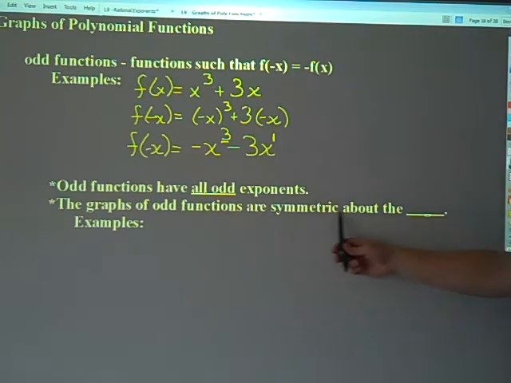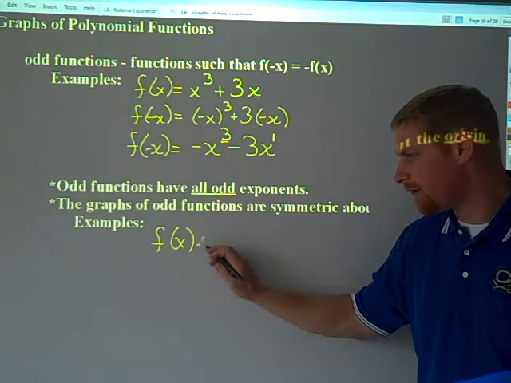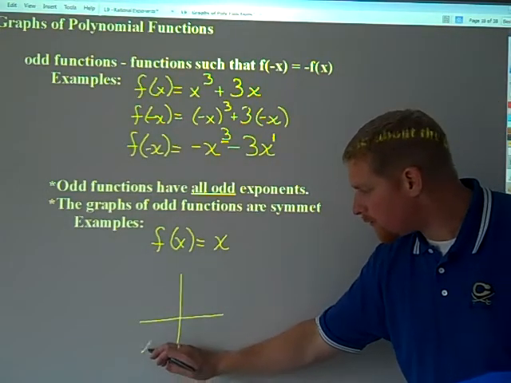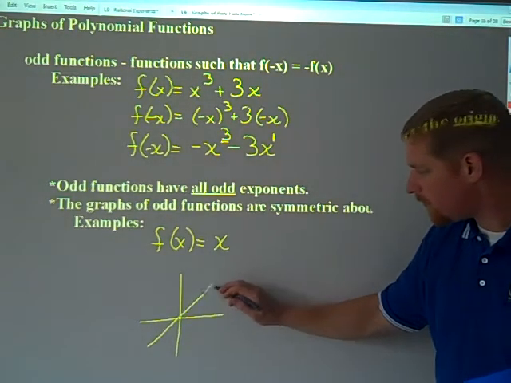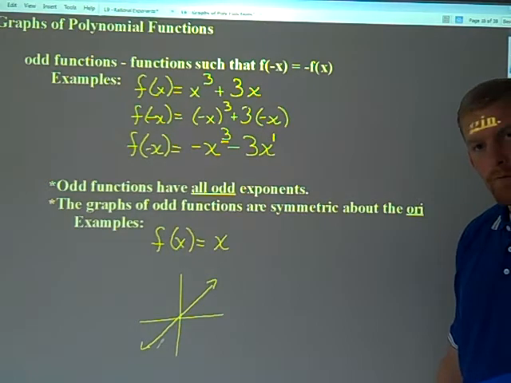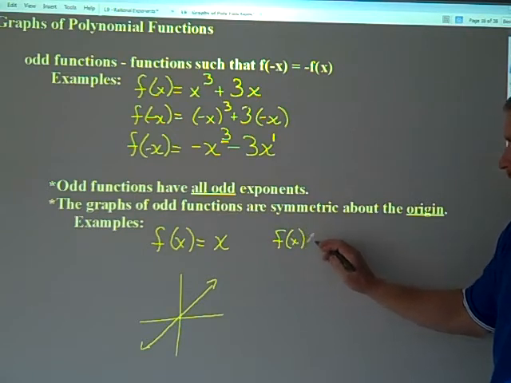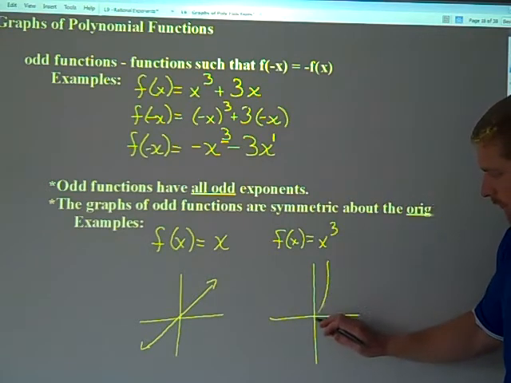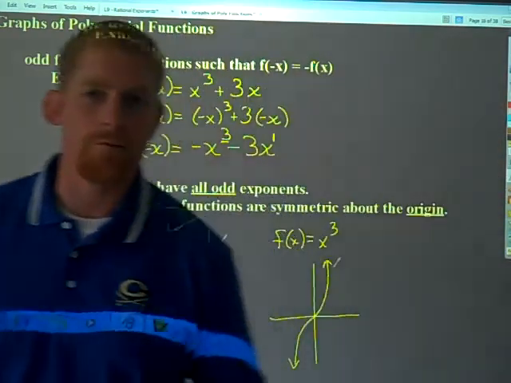All right, the graph of all odd functions is symmetric about the origin. Very quickly, we can look at a few examples. You could have f of x equals x. This is the basic linear function. It goes right through the origin, and picks up every point that x does, so does y. There's also f of x equals x cubed. This is the basic cubic function, and it goes right through the origin as well.